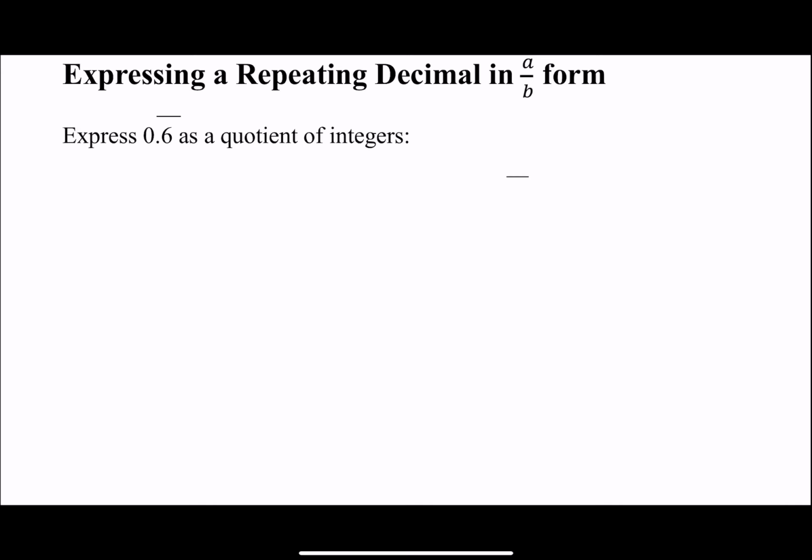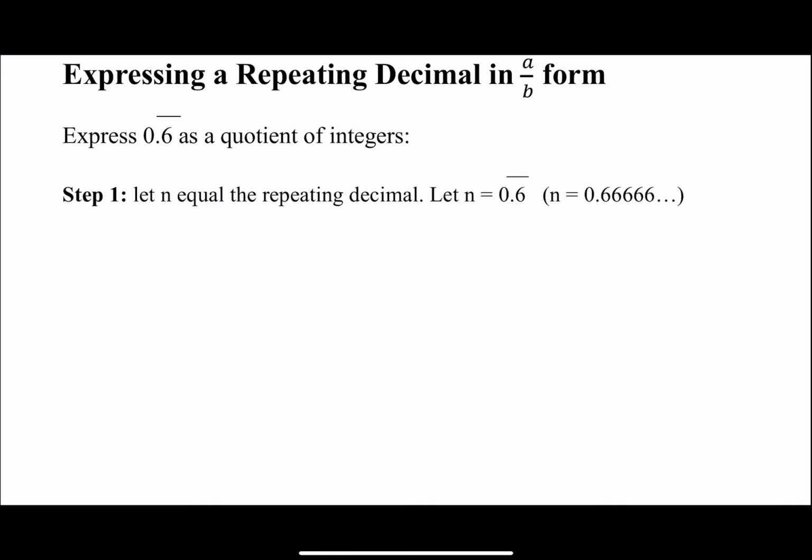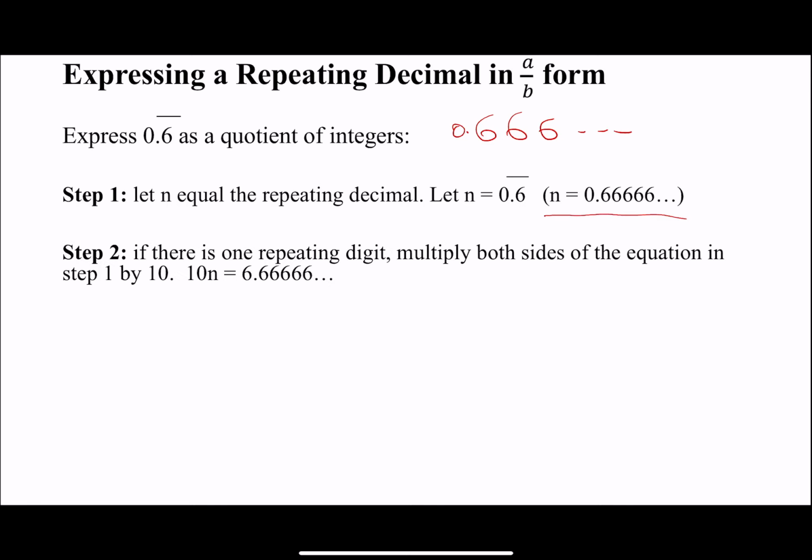Okay, there are some steps that we need to follow. First of all, step 1. When you are given a repeating decimal like here, 0.6666 repeating, we'll call this repeating decimal n. So we say that n is equal to 0.66666. Now step 2.